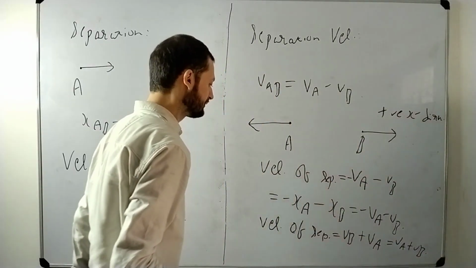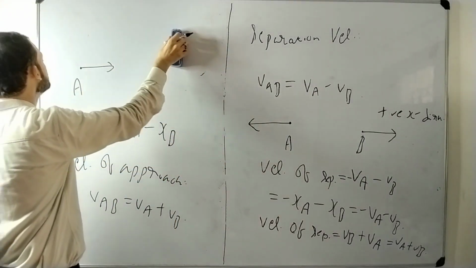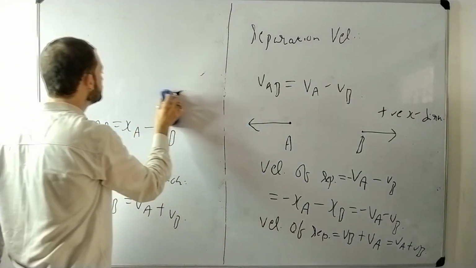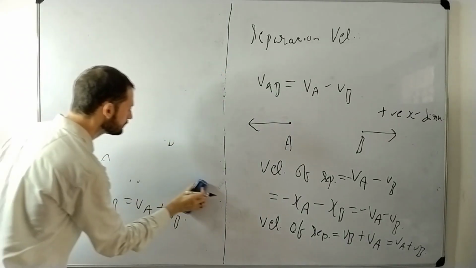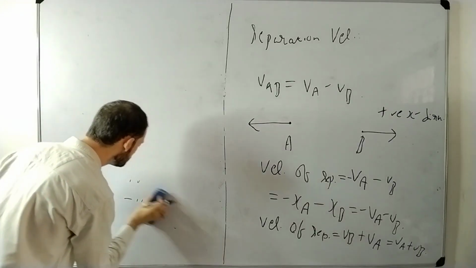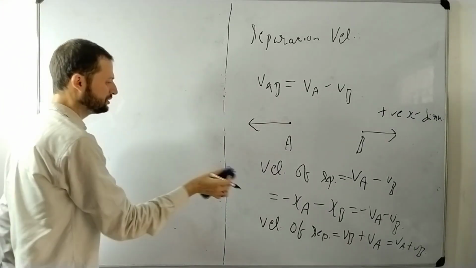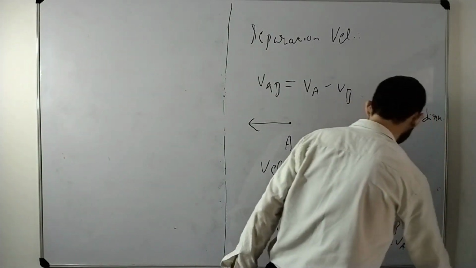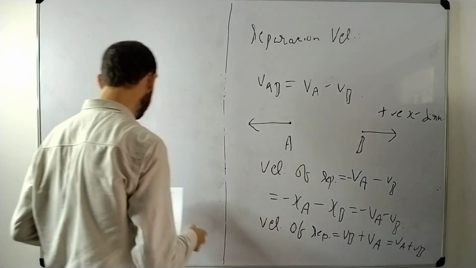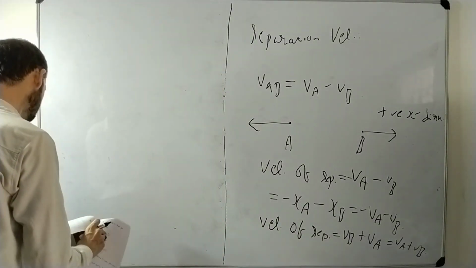Right now, students. So generally, when the word velocity of separation comes, you don't actually need to put the sign. Just add up the values. Next part. So what is the next part?